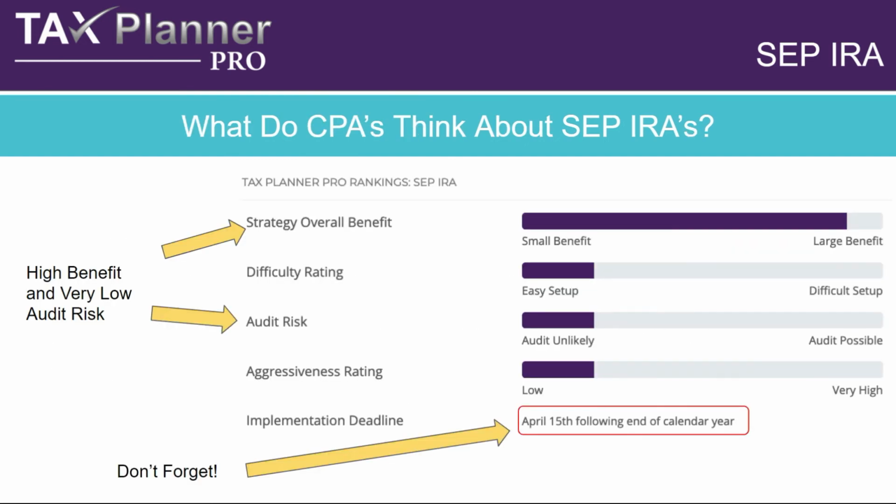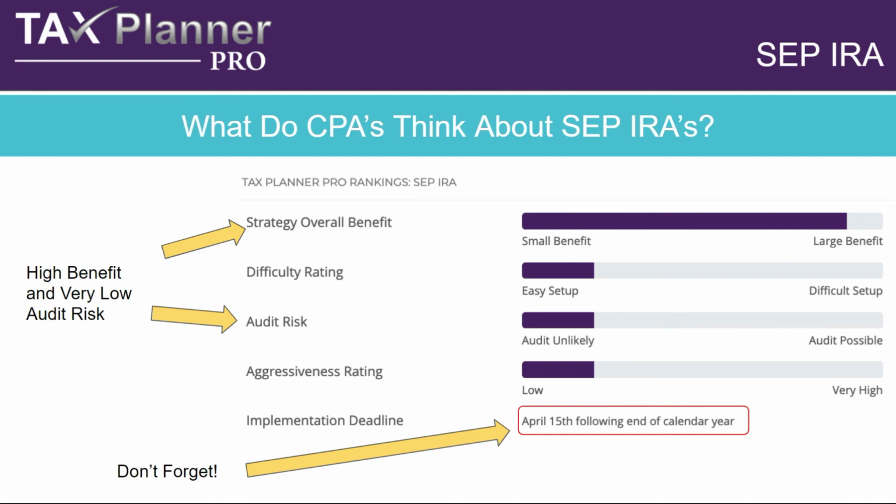And on the rankings for a SEP IRA, very large benefit because again, you're not losing the money. You're just transferring it over to your own IRA, and you're not going to really get audited much. So it has a very low risk. These are not transactions that the IRS jumps all over.